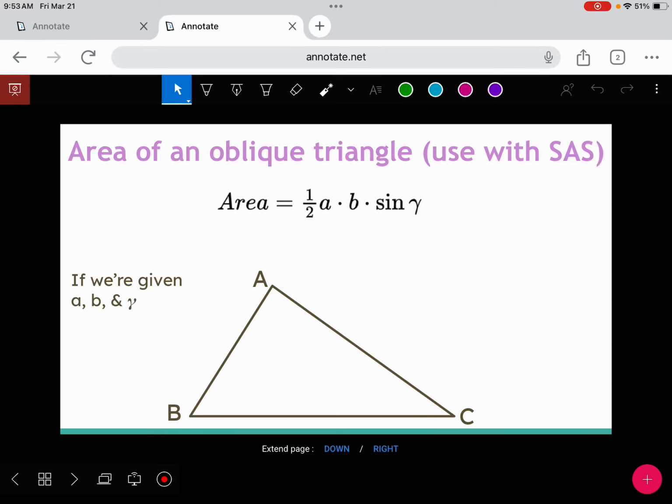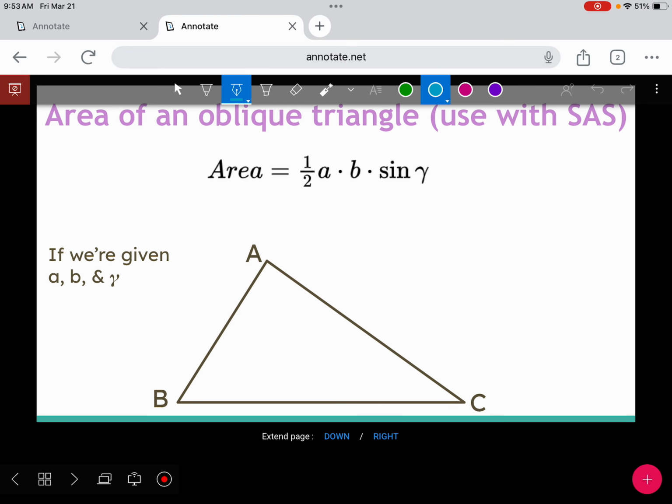Okay, so this is saying if we're given side A, side B, and gamma, we can find the area. Side A is down here, side B would be this one, and gamma is here. So if those are the only pieces we know, we can find the area.